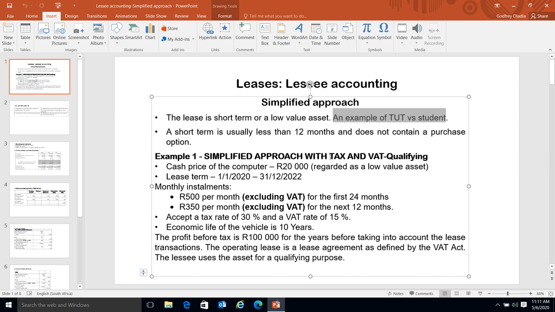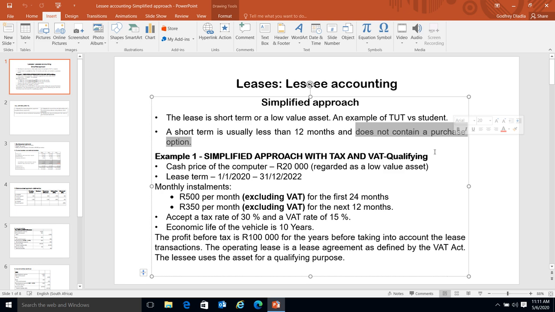Now, let's take this situation. A student will occupy a room at any institution, for example, for a year. After a year, you sign another contract, you see. So technically, the lease contract that you've signed is for a short period, because a short period here is usually 12 months, right? And it does not contain a purchase option.